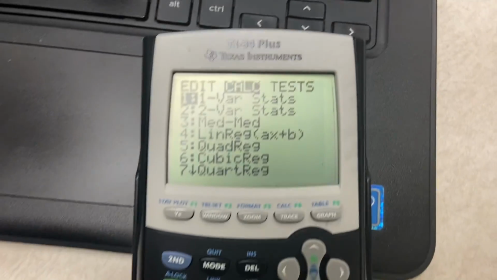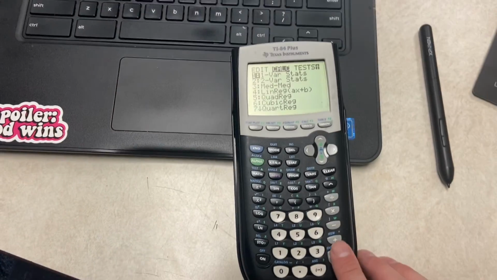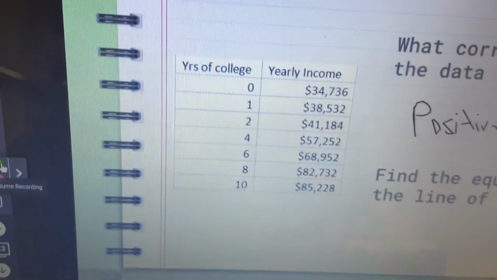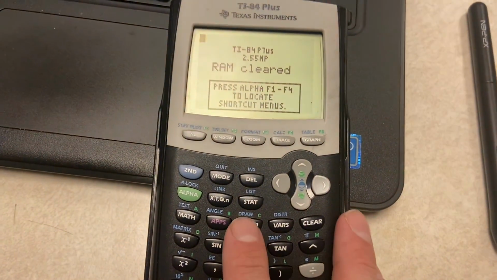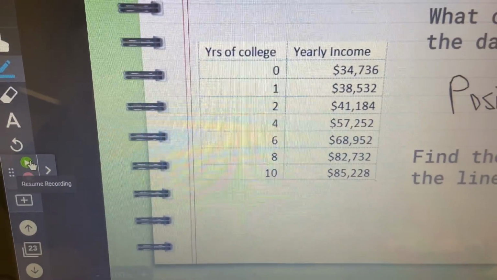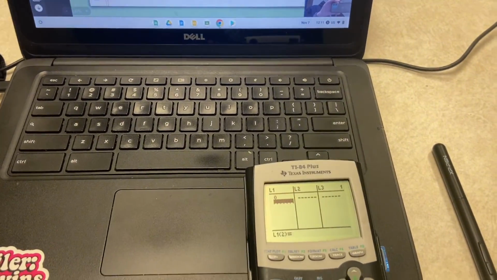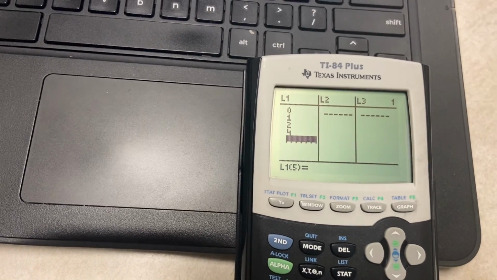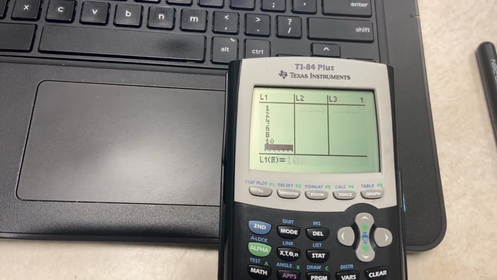All right, I have to put that information into my calculator. If you want to clear your calculator, hit second plus 7, 1, 2. That's what I just did. Now we're going to put that data in and make a LinReg problem. Hit stat, then edit by hitting enter right away. On the left side, I have 0, 1, 2, 4, 6, 8, 10.